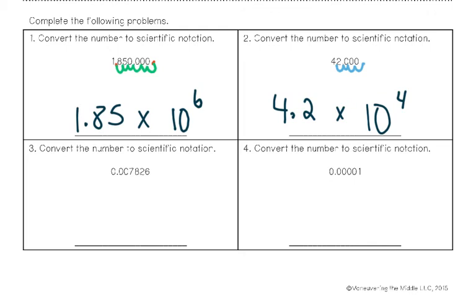So now let's look at 2 examples of really small numbers. These are going to have negative exponents. Let's start with number 3. I'll go ahead and work with it for you, and then you're going to go ahead and do number 4 by yourself. So number 3, it says convert the number to scientific notation.